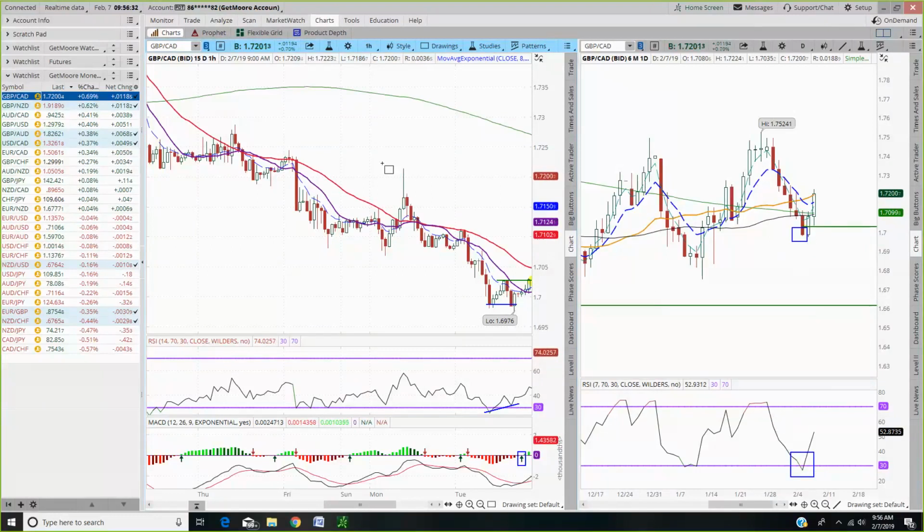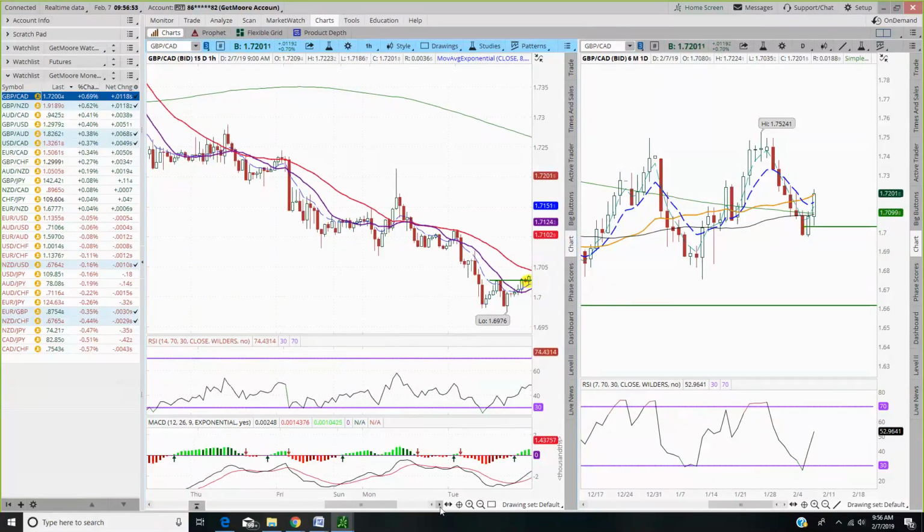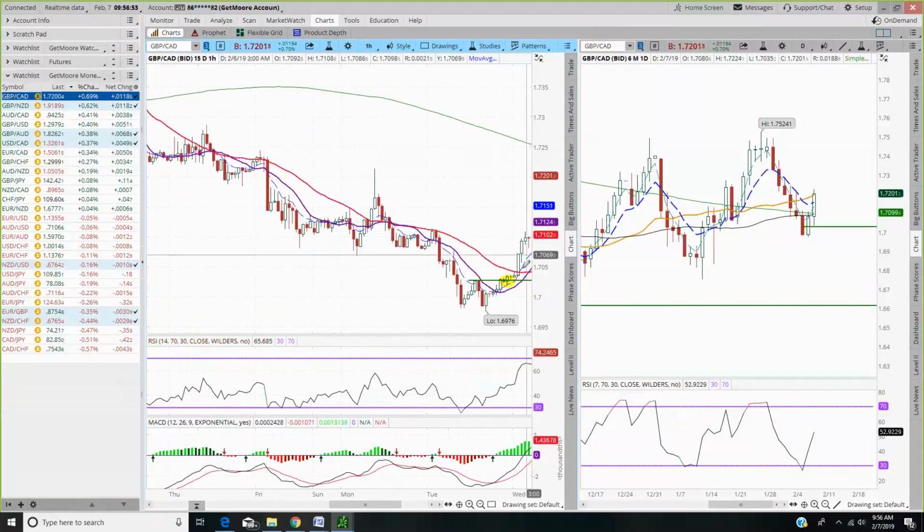I flip over to my 1 hour and this was the picture at the time. I saw a double bottom. I saw this indicator with a divergence and I got this green arrow. Now my stuff's going to erase. I don't know how to do it on that. But the next day, boom, right there. This is where I got into the trade.